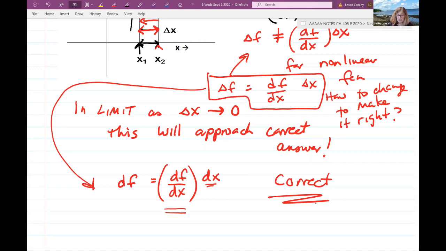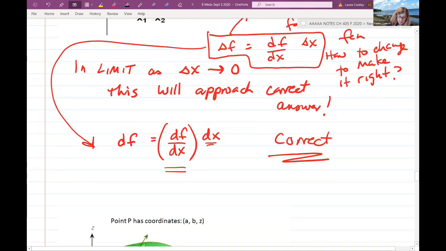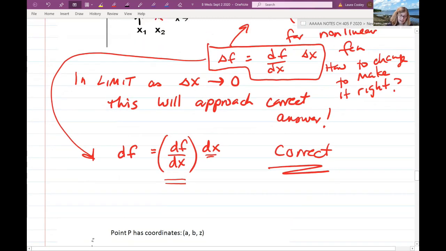It seems really stupid, right? Because it seems like, oh, you just cancel the dx's and you have df equals df. So couldn't I have written this from the beginning? But would you have understood it? I hope that this helps you understand what this is a little bit, that you could predict a change in a function by taking a derivative and multiplying it by the change in x. You could predict what the change in f is for the next x.